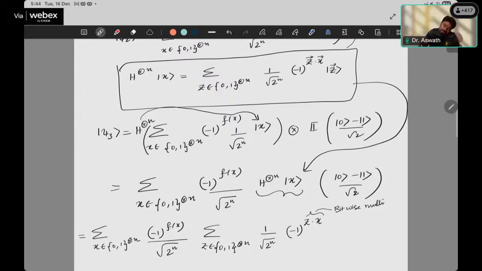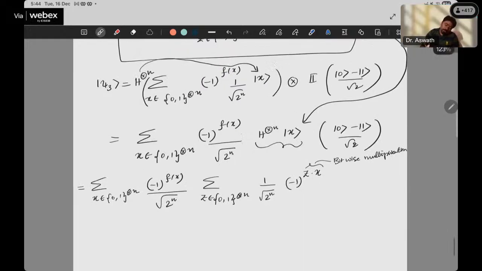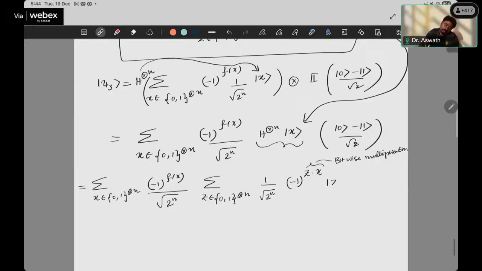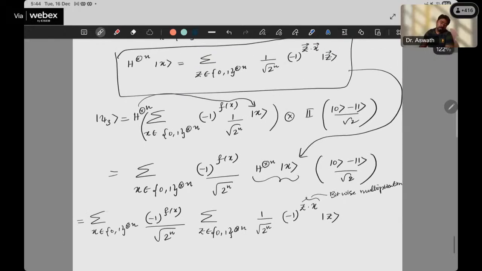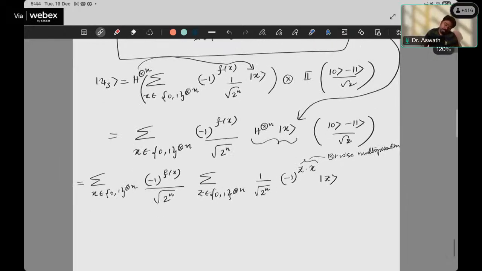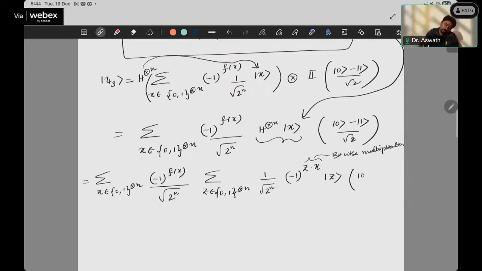Bitwise multiplication means z1 multiplied by x1, z2 multiplied by x2. And here I have z ket. So what else should I not miss out? Everything is taken care of. Let me put 0 ket minus 1 ket divided by square root of 2. Now there is a z summation and there is an x summation.